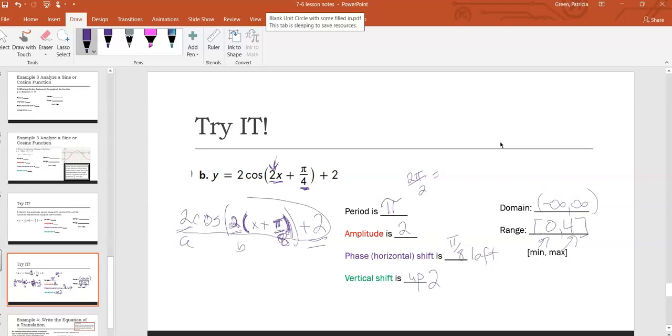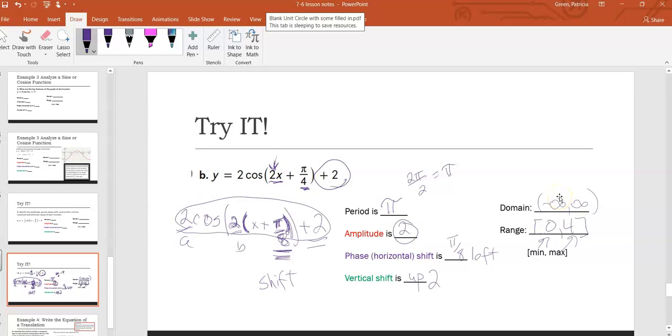So look at my equation here. A is my amplitude, that's 2. The period is always 2 pi divided by b, and that would give me pi, right? And then the horizontal shift, because I factored out the 2, the horizontal shift is now pi over 8 to the left. And this outside the parentheses is my vertical shift up 2. And the domain is always negative infinity to positive infinity.